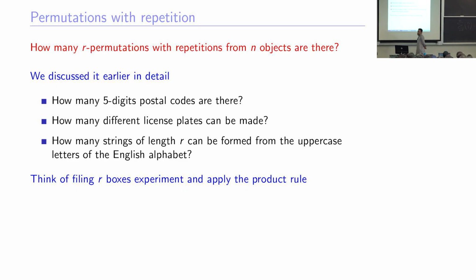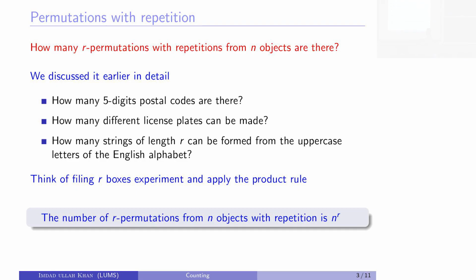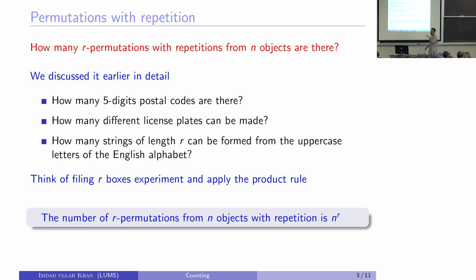This can be done very simply by just filling up R boxes. The first box has how many choices? N choices, because any of the N objects can come here. The second box has exactly N choices, because any of the N objects can come, including the one we used to fill the first box. So this is N times N times N, equal to N to the R. We saw this as 10 to the 5 for the number of 5 digit postal codes. This is the number of R permutations with repetition out of N objects.